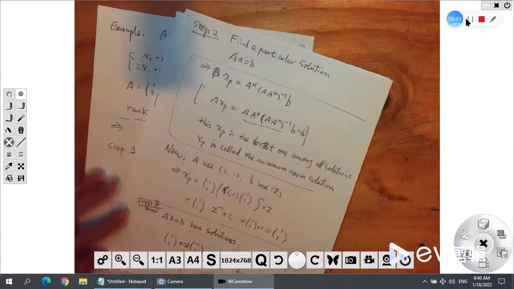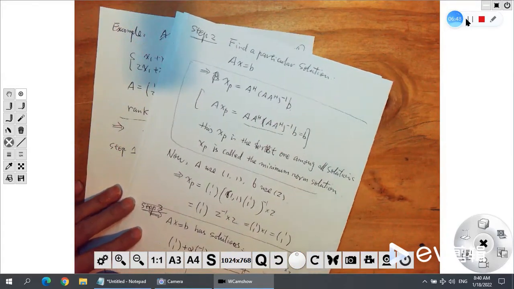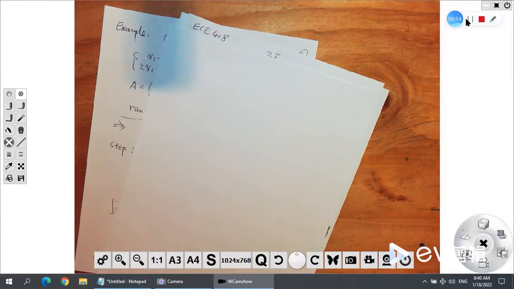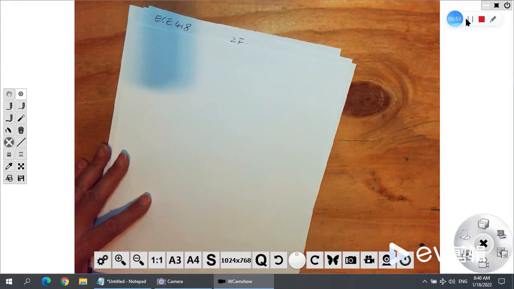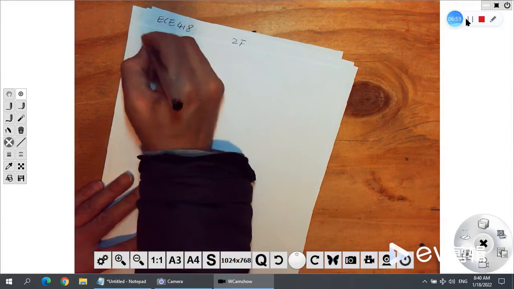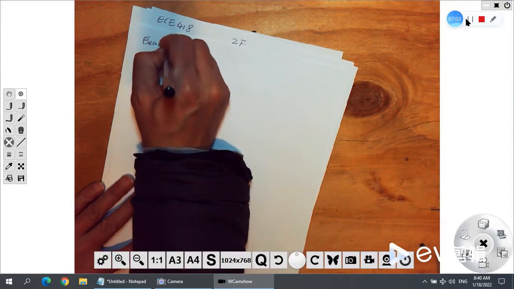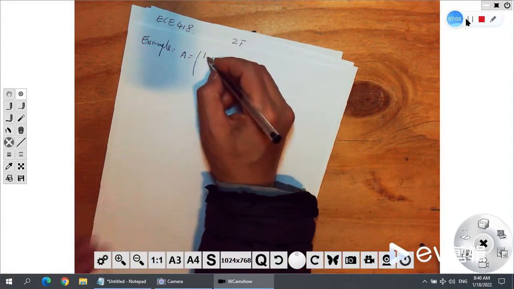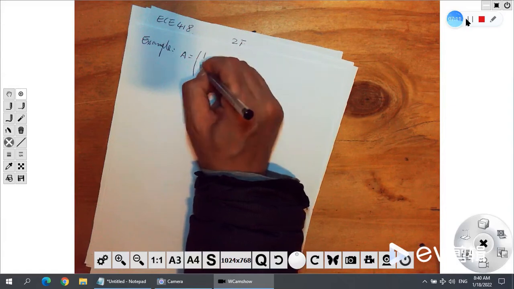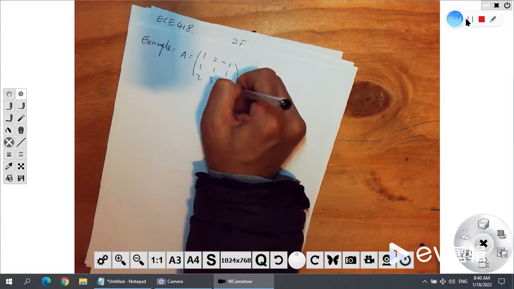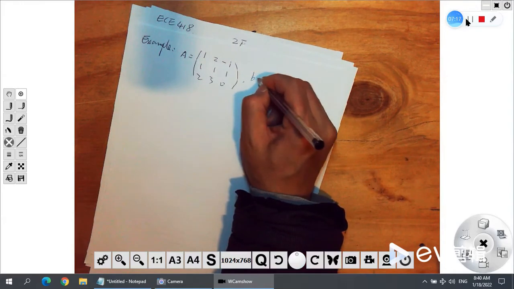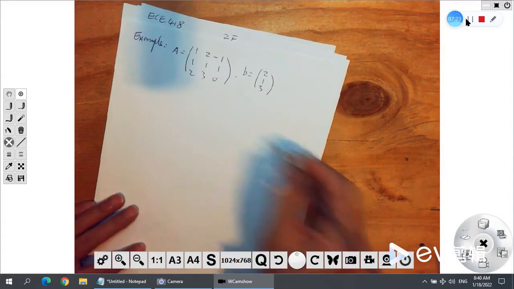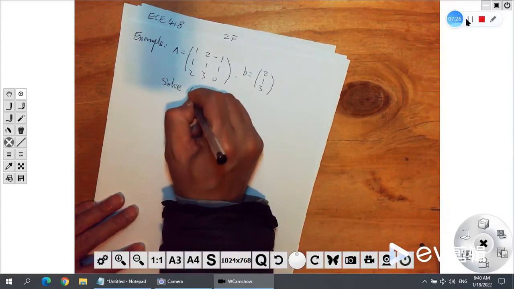All right. This is one example, which we can follow with a more complex, larger example. I have A now as 1, 2, negative 1, 1, 1, 1, 2, 3, 0. That's 3 by 3. And b equal to 2, 1, 3. We want to solve Ax equal to b.